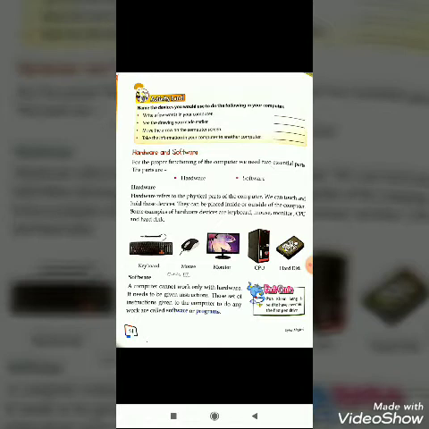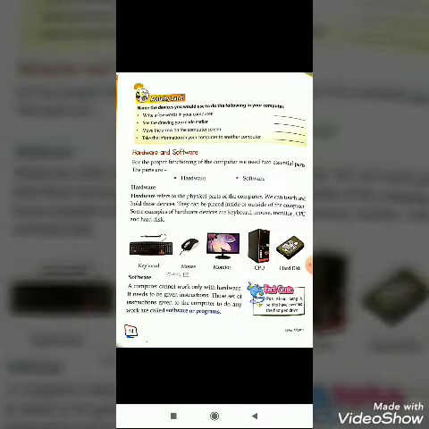For example, keyboard, mouse, monitor and CPU and hard disk. These are the examples of hardware. My dear students, don't be confused. Here you can see pictures are shown on your screen. On page number 14 you can see here that keyboard, mouse, monitor, CPU and hard disk. These are the parts of hardware, and they refer to the physical part of the computer.